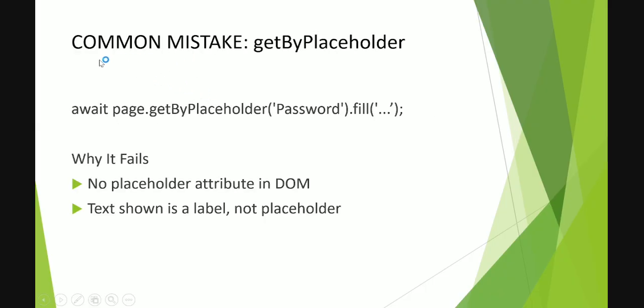Everyone makes a common mistake with getByPlaceholder. We have this password field, and we are using getByPlaceholder, and in the DOM the placeholder is not present, so it always fails. The text shown is a label, not a placeholder. Playwright strictly checks the DOM attribute, and Playwright locators always depend on the DOM, not on how the UI looks.